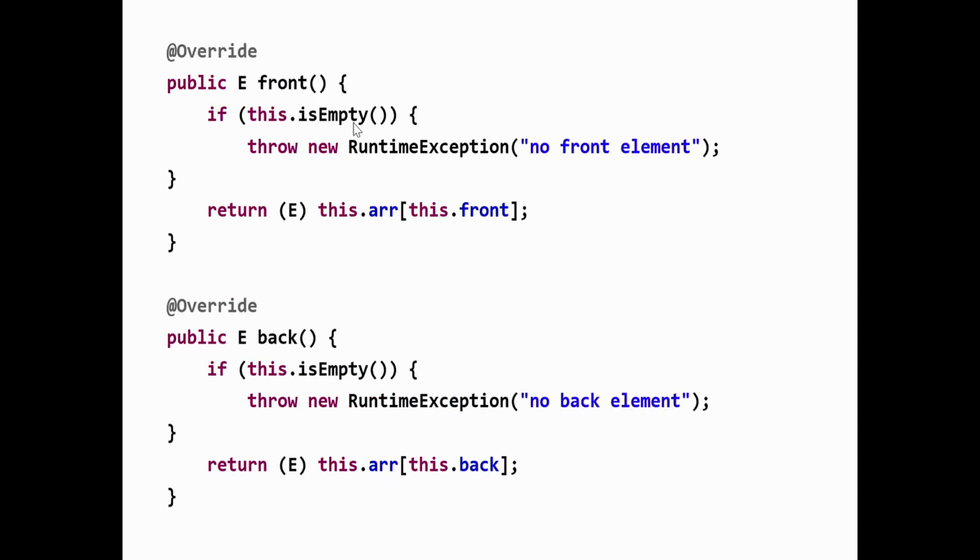All right, what about front? If I ask for the front element of an empty queue, that's an exception. So here I'm going to use isEmpty. I guess I should have made another method, but it's fine. Otherwise, I want to return the element at the front index. So that's easy. I just ask the array for the element at the front index.